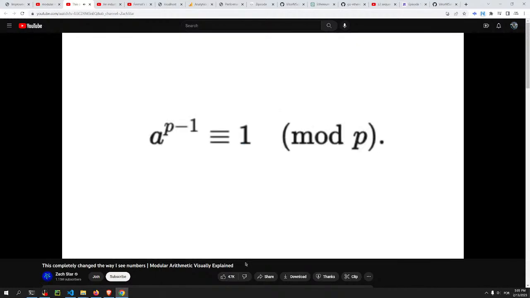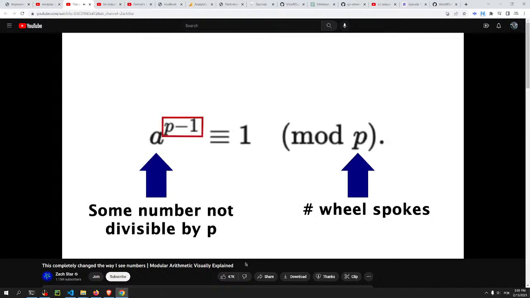This is Fermat's little theorem, again written like this. To break this down, it says that on a wheel with a prime number of sections, any number we'll call a raised to the power of our prime minus 1 will be in the same section as the number 1, so long as a is not divisible by the prime.